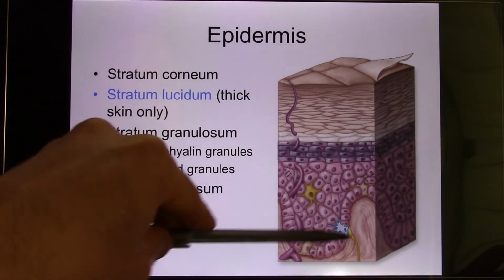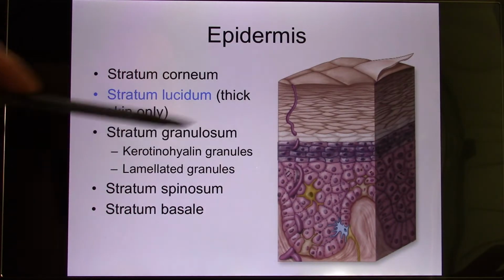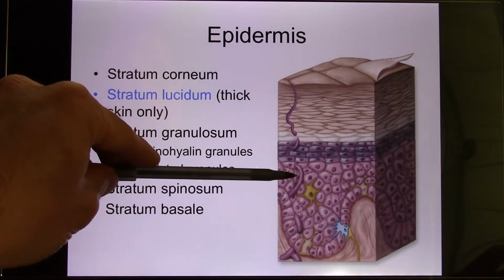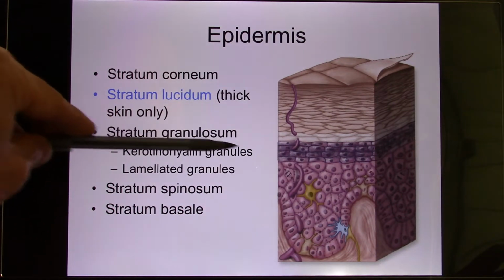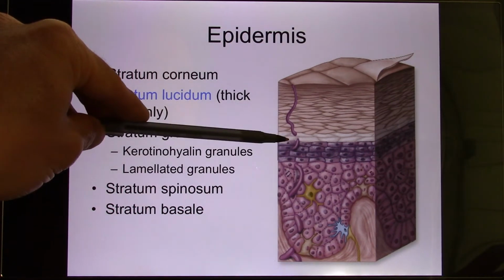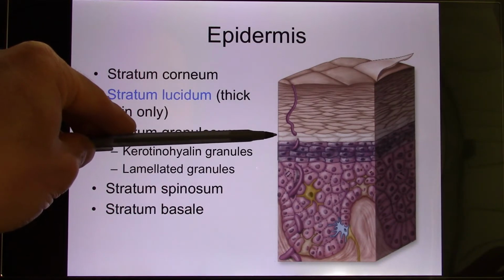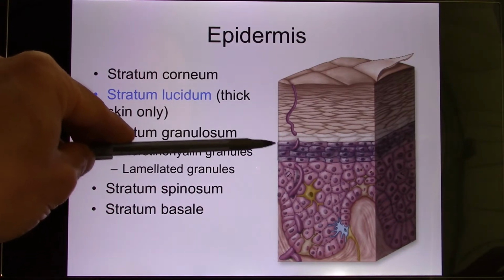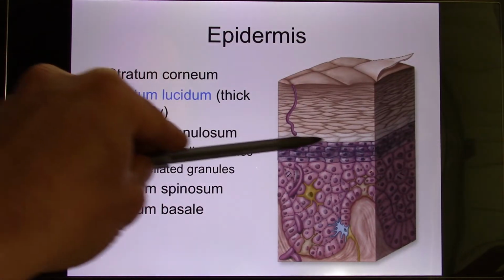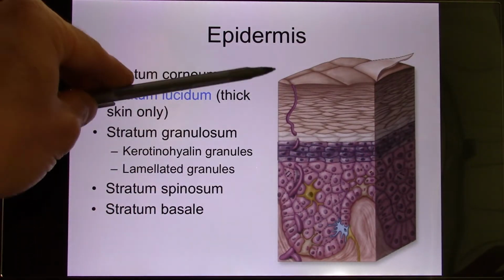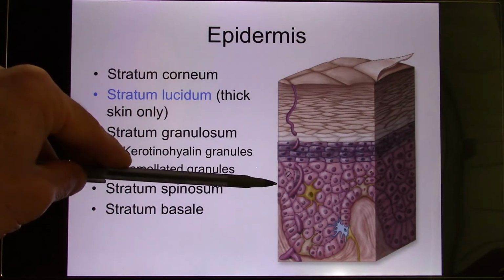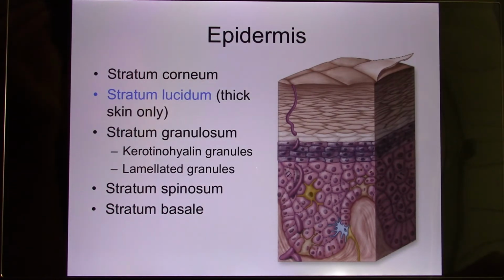Starting from the stratum basale, it pushes up, it becomes the stratum spinosum. And it will go to the stratum granulosum, and either directly go to the stratum corneum or, in the thick skin, like the skin in your hand, which you rub all the time, you have this layer, the stratum lucidum. So either 4 layers in the thin skin or 5 layers in the thick skin.